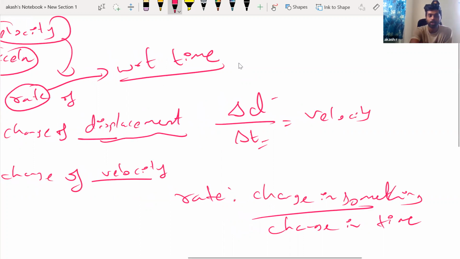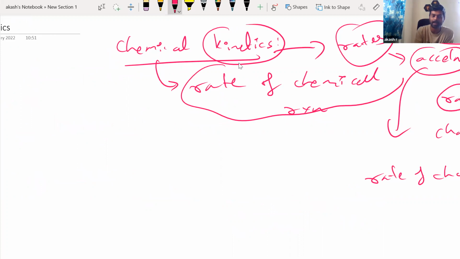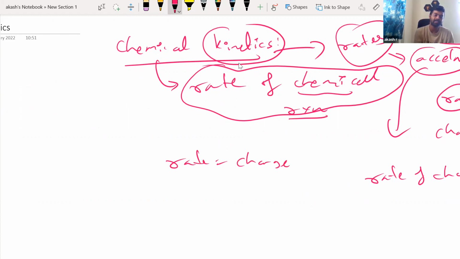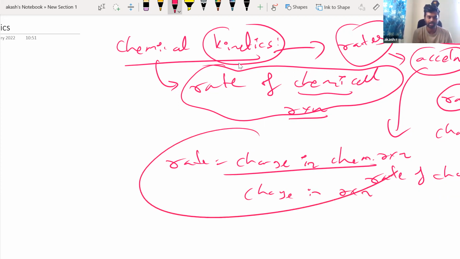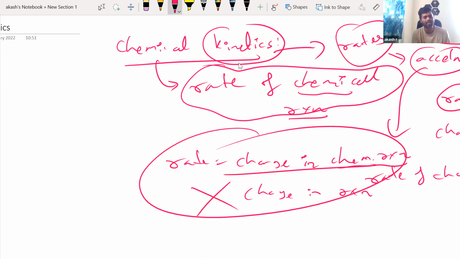Okay, so when we go to chemical kinetics, as I told, we are going to study the rate of chemical reaction. Then is it going to be change in chemical reaction by change in time? Doesn't make sense, right? When I say rate of change of displacement, we took change in displacement by change in time. So what if I say change in chemical reaction by change in time? That does not make sense at all, because what do you mean by change in chemical reaction?